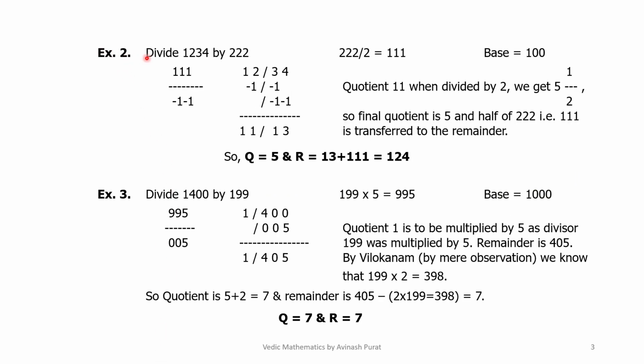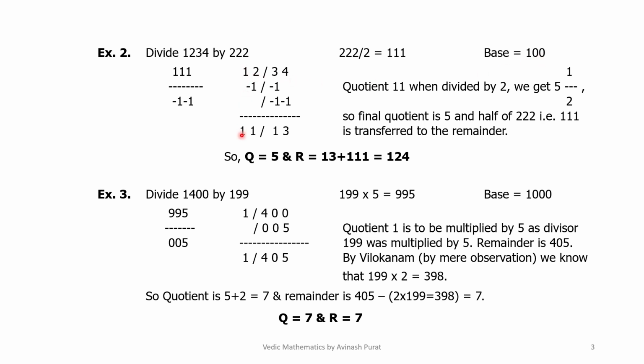Second example, divide 1234 by 222. 222 divided by 2 is 111 and base is 100. So 111, difference between base and divisor is -1 -1. 1, 2, 3, 4. 3, 4 is taken to the right of the stroke as base has 2 zeros.